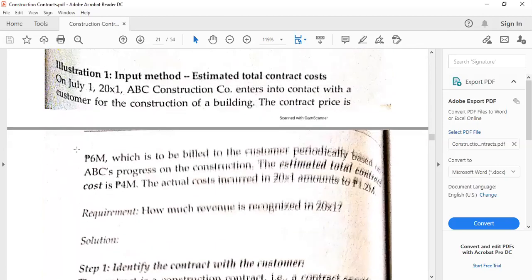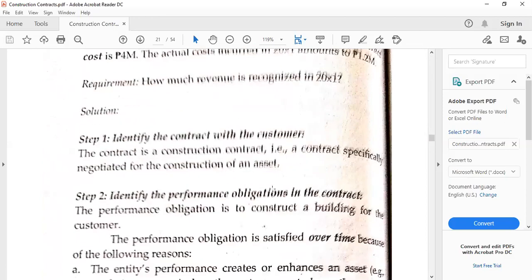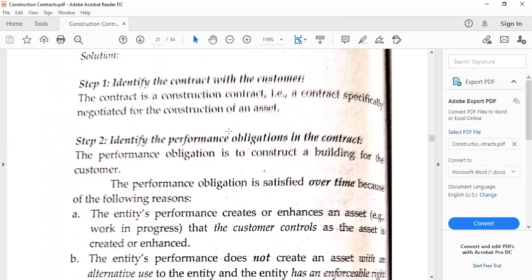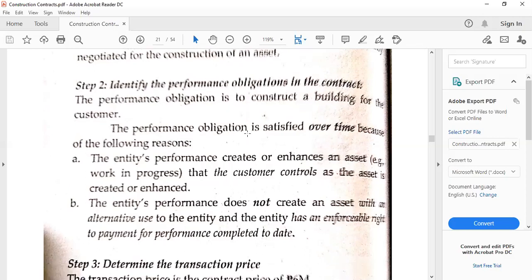But because it is clear this is a construction contract, and we are given this question, we can compute actually immediately. So for step 1, this is a construction contract again, and it is for a specific asset, which is a building. Step 2, what is the performance obligation, or what are the obligations in the contract? The PO is clearly the construction, or to construct a building for the customer.